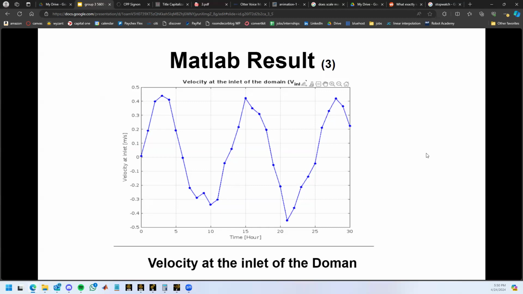The positive suggests the water is moving into the domain, which is at the top, and the negative is the water moving away from the domain, which is at the bottom, with a peak velocity slightly above 0.4 meters per second, and the lowest just below negative 0.4 meters per second. The other pattern that can be seen is that the peak and drop appear at regular intervals of every 6 hours.